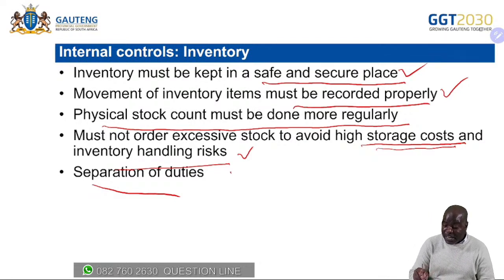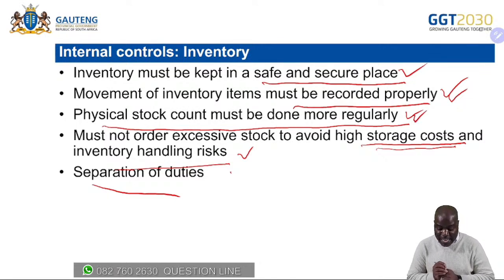Movement of inventory items must be recorded properly. The third one, very crucial and linked so much to the periodic inventory system: physical stock count must be done regularly. I guess you have often gone to the mall and seen one shop closed, with a message to the effect that we are sorry for the inconvenience, we are currently conducting stock take. At times it even gives some university or high school students holiday work, because they engage them to do that physical stock count. So that is a way of internal controlling inventory.